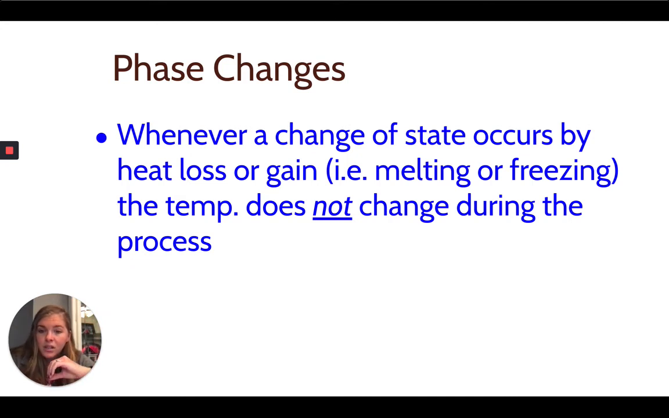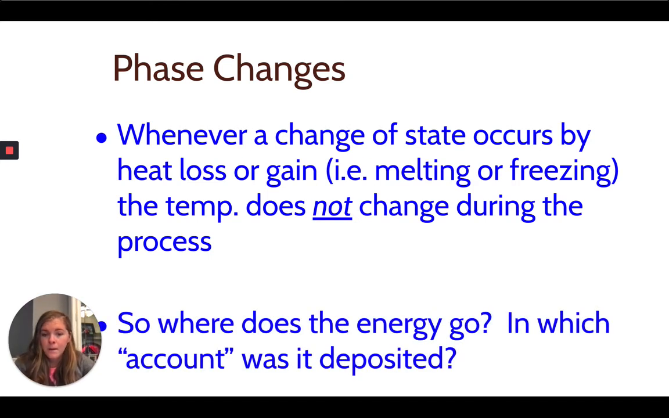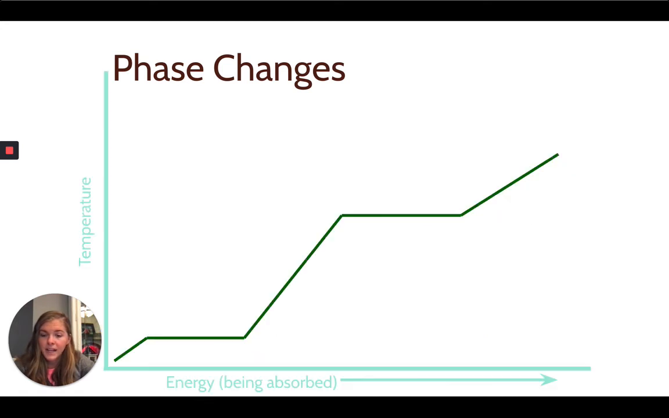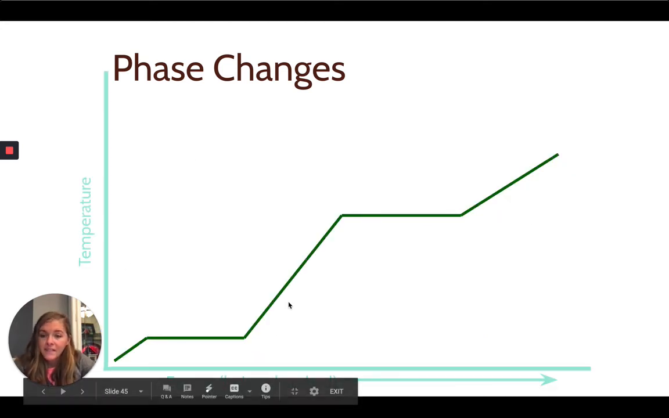The temperature is not changing during the process of changing. We know that eventually, yes, the ice cube is getting colder, but the process of going from freezing to melting, the actual phase change, there's no temperature change. It's happening in between the phase changes. And that'll make more sense when I show you this phase change diagram in a moment. Okay, so you're probably wondering, where does the energy go and where was it deposited? Okay, so this is a phase change diagram.